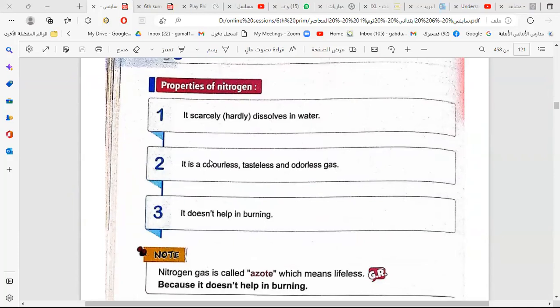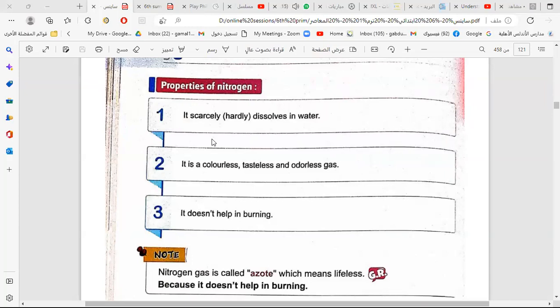Now we go to the properties of nitrogen. Okay, ready, heroes? As we know, nitrogen is found in the air around us. So do we see the air? Does the air have a color? No. Has a taste? No. Has a smell? No.